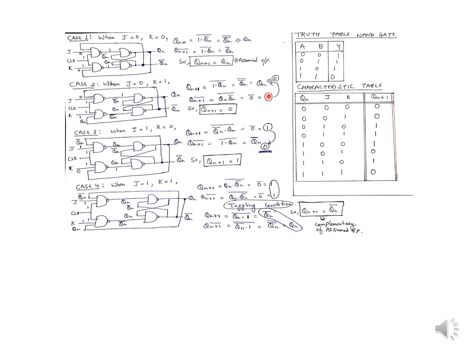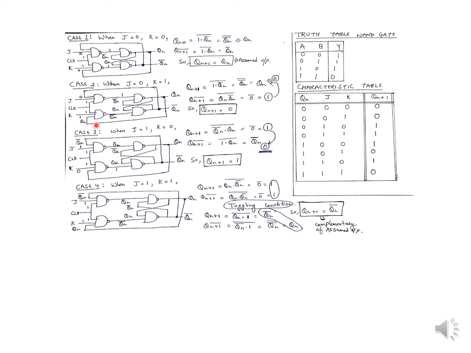Okay, so we are getting the value here. If we get the value here, that means the complementary output will be 0. So this is 0. Okay, so basically Qn plus 1 equals 0. So we can see, irrespective of the output assumed, the next state will always be 0. So this is 0 here and this is 0 here.